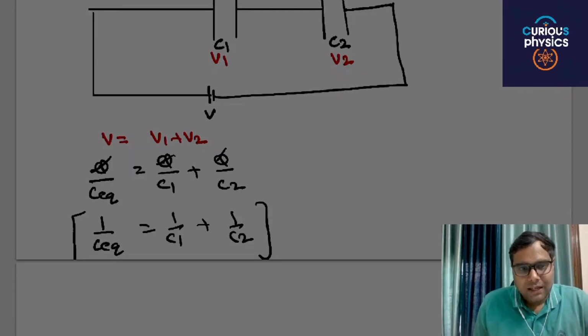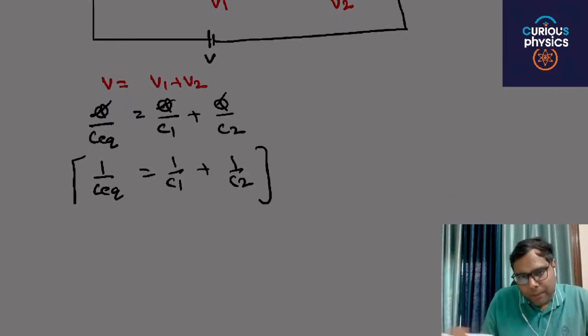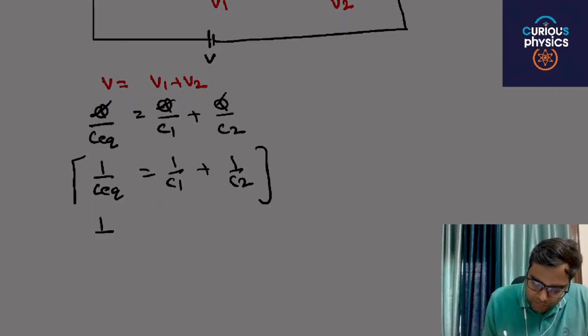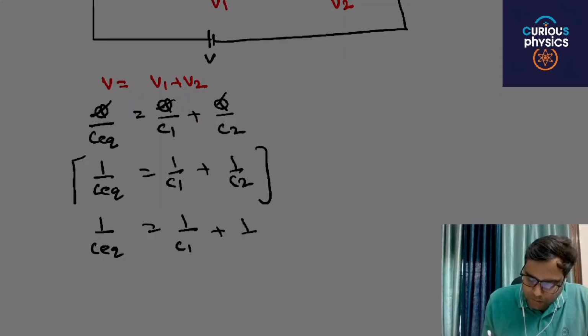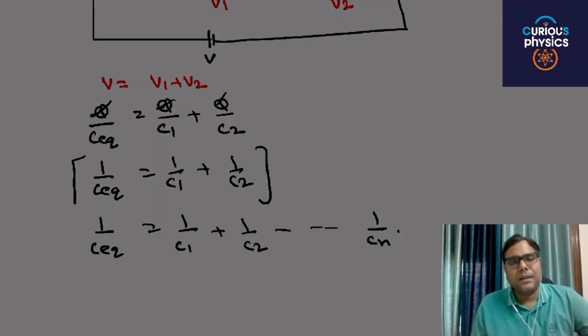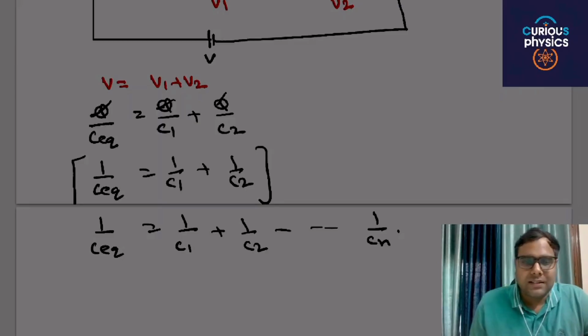If you add n number of capacitors in series, then you will get 1 by C equivalent is equal to 1 by C1 plus 1 by C2 and so on, up to 1 by Cn. This is the basic answer when the capacitors are arranged in series.